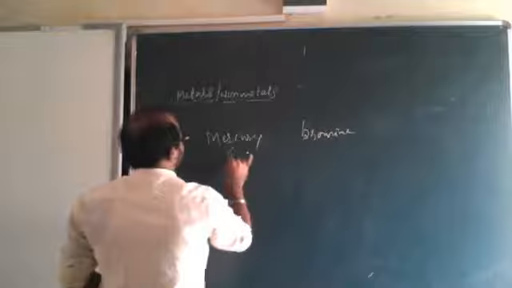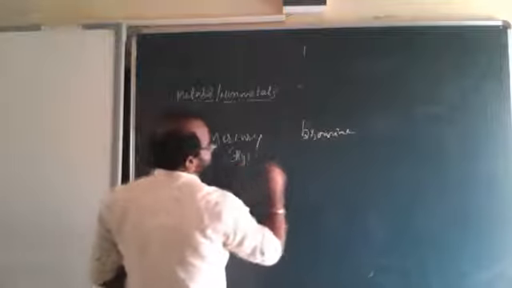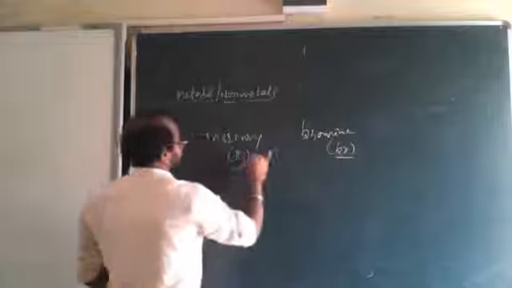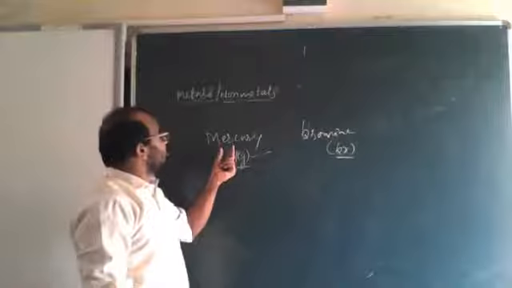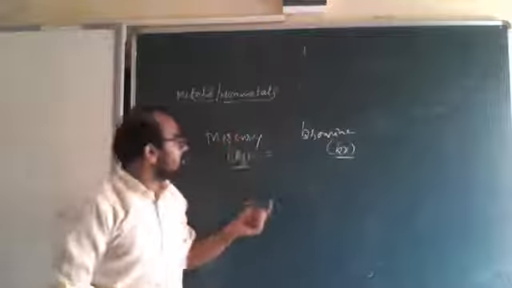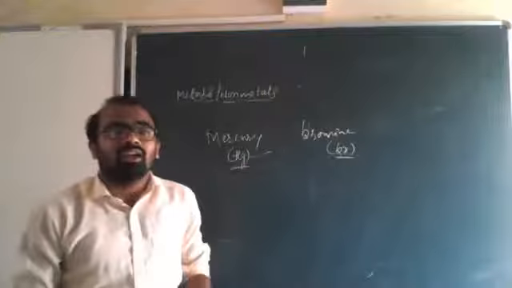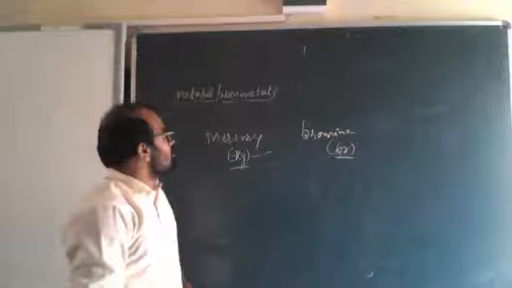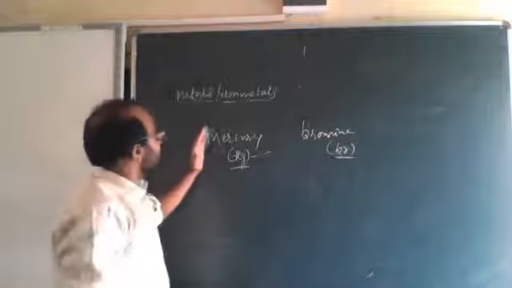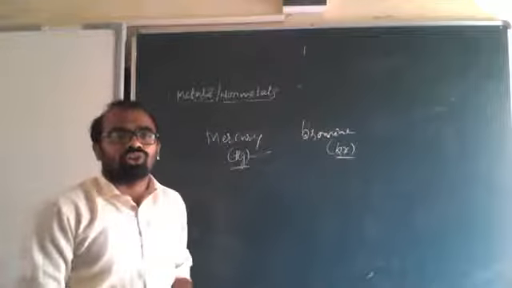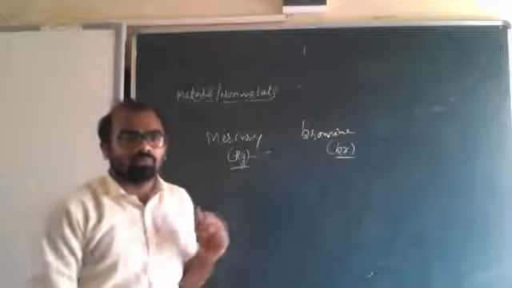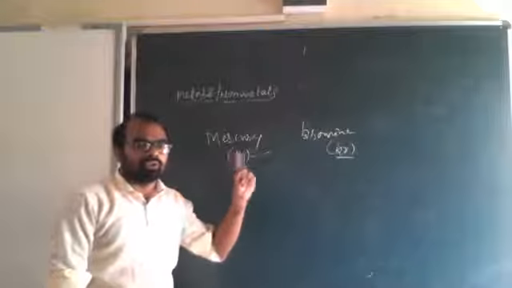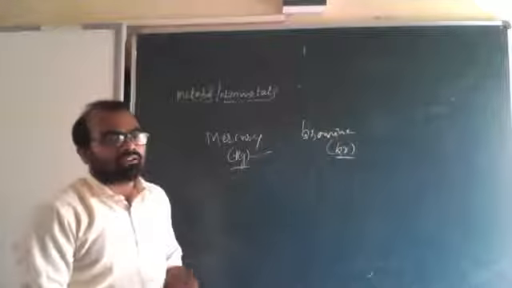The formula of mercury is Hg. The formula of bromine is Br. Mercury is a liquid metal, whereas bromine is a liquid non-metal. So this is regarding metals and non-metals. Mercury and bromine: liquid metal, liquid non-metal. And after this, what comes here?